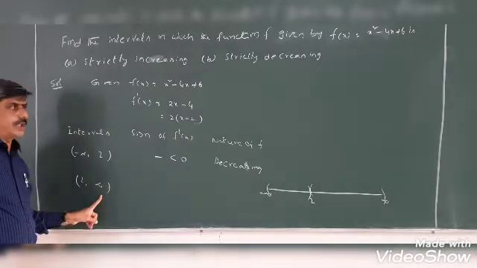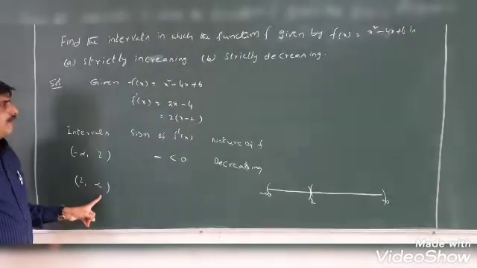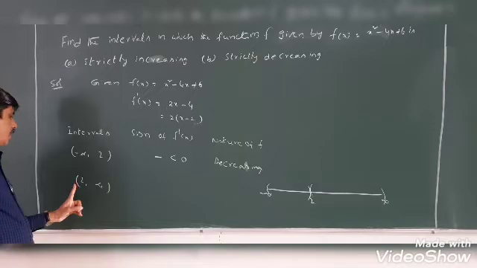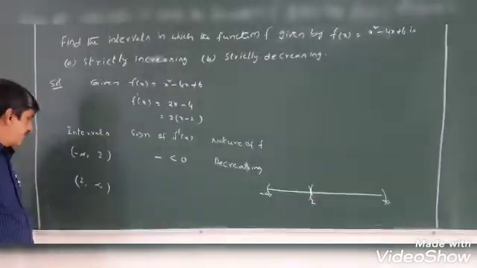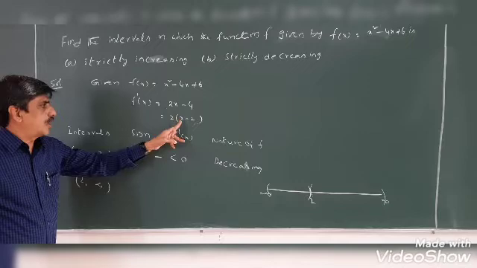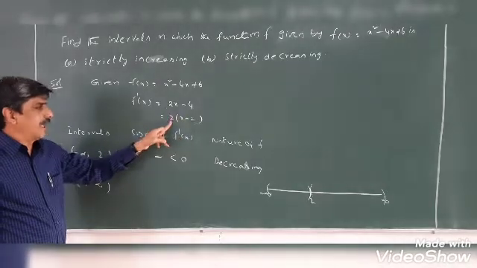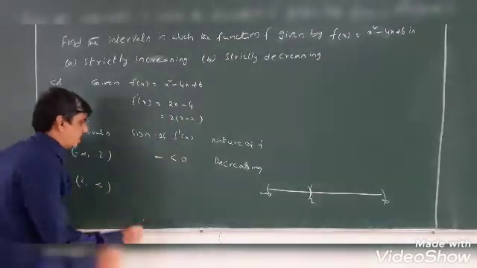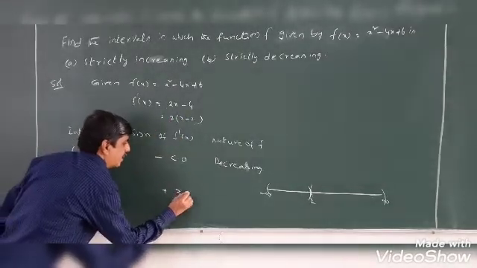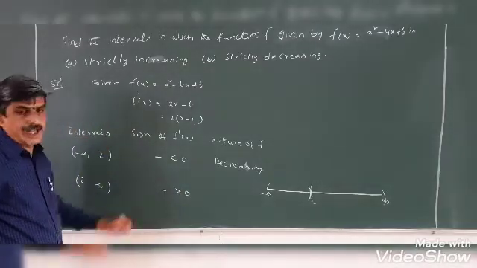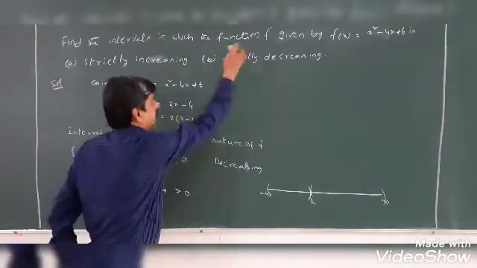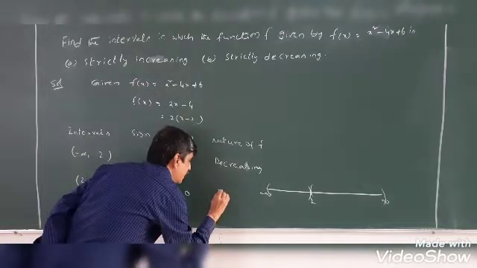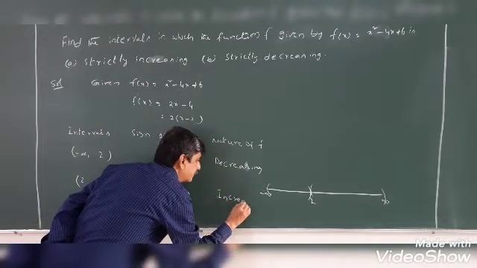To infinity also there are infinitely many real numbers. So one of the numbers if I am substituting here, suppose 3. So 3 minus 2, 1. 1 into 2 plus 2. So this sign is plus. Plus means greater than 0. So if f dash is greater than 0, then the nature of the function is increasing.